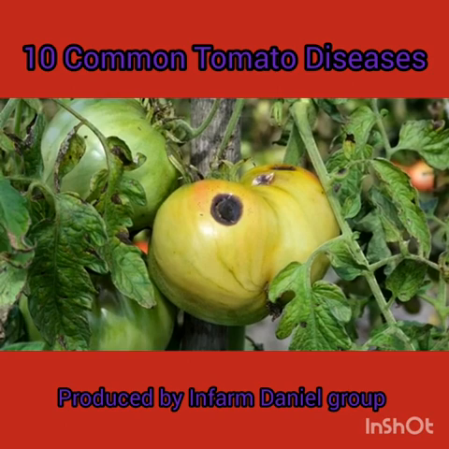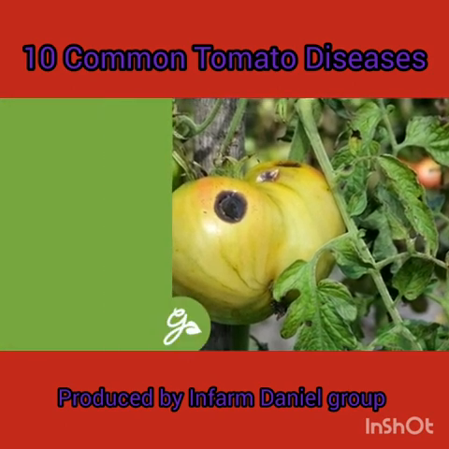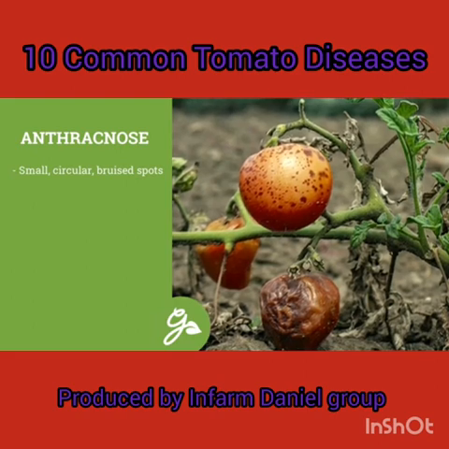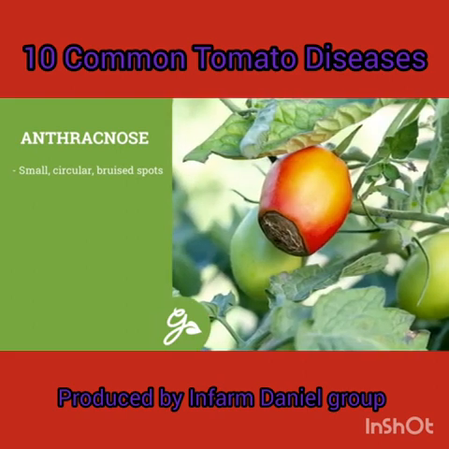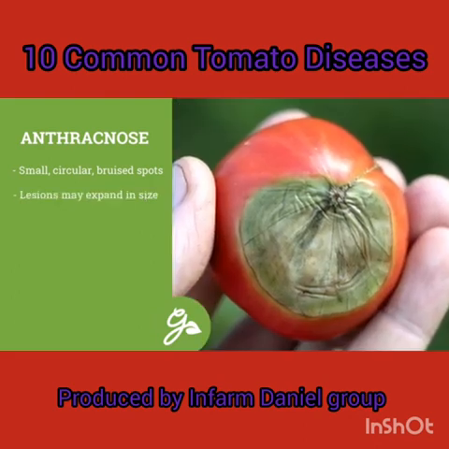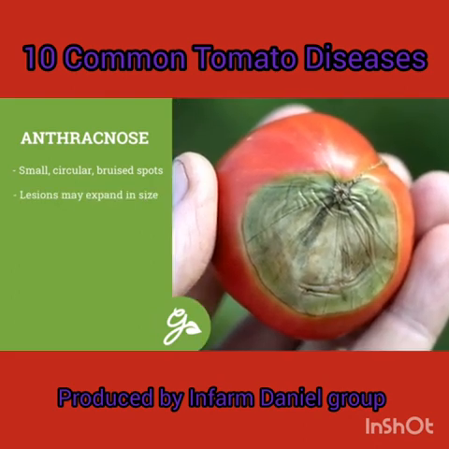Anthracnose is another common disease of tomato plants. Small, circular, bruised spots develop on the skin of both green and ripe fruits, which invite other fungi to infect the interior of the fruit. As the disease progresses, the lesions get larger, deeper, and darker.